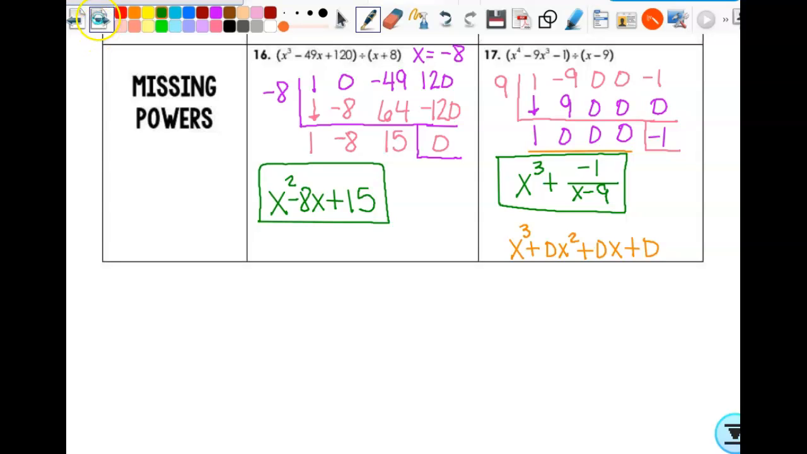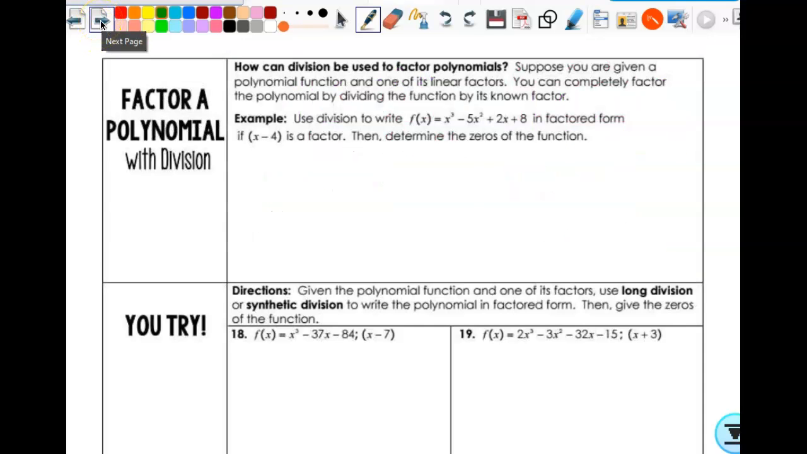Awesome. Flip it over. Let's look at how we are going to apply this. Okay, so this says, how can division be used to factor polynomials? So suppose we are given this polynomial function. Right, so let's take this polynomial. I'm going to rewrite it over here, and we're going to factor it just like we've been factoring stuff.